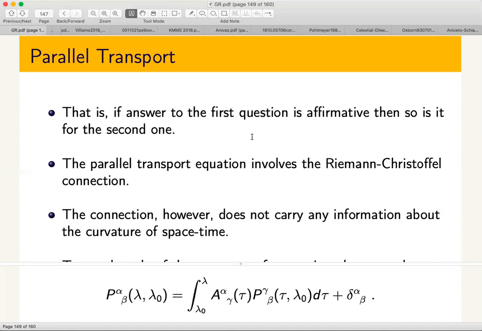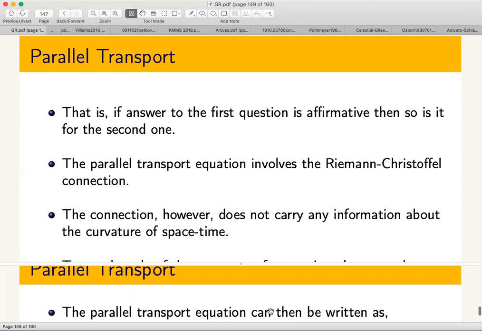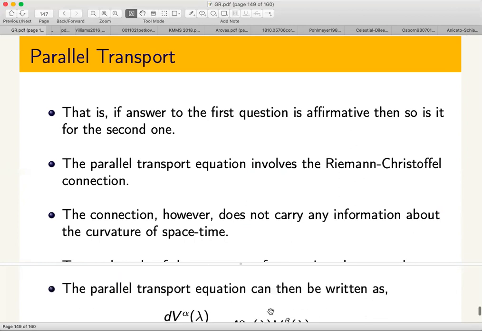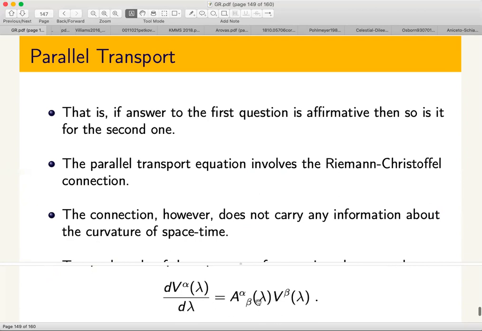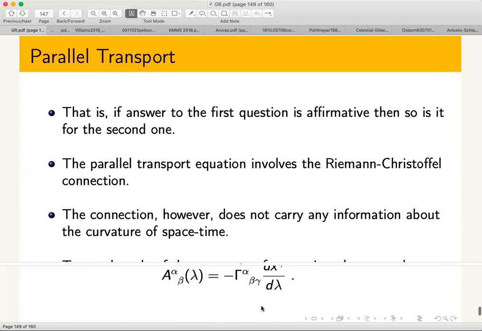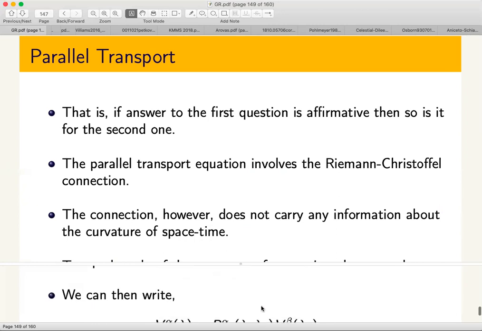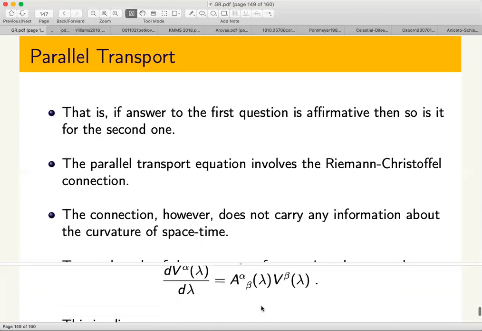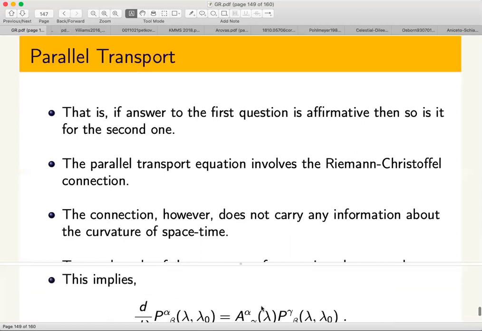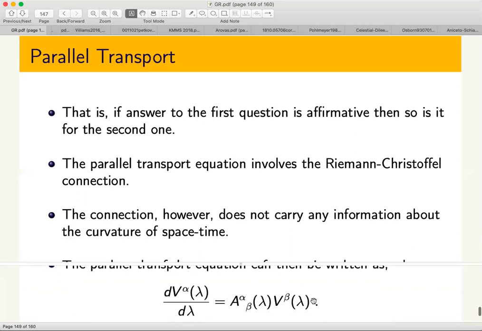Okay, fine. So now remember, we know the parallel transport equation, which I can show you. It's this actually, where A is minus gamma times the tangent vector piece. There is a gamma involved in the definition of A. So a parallel transport equation involves the Riemann-Christoffel connection.